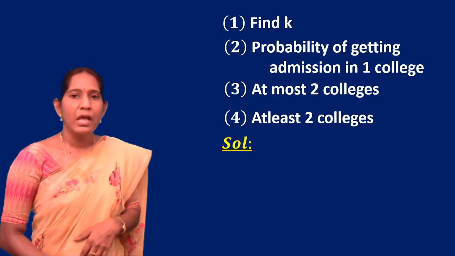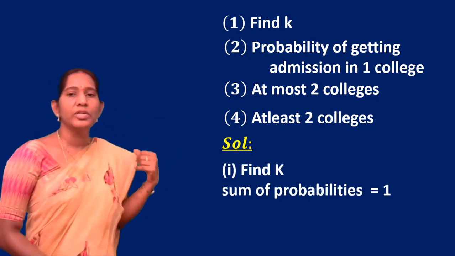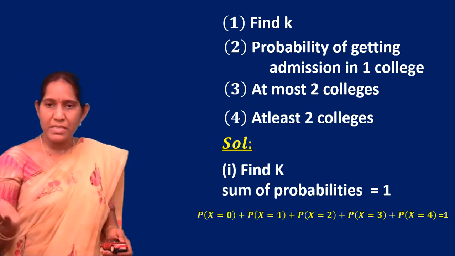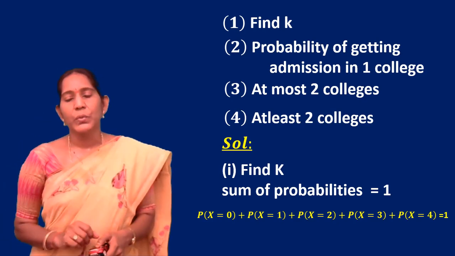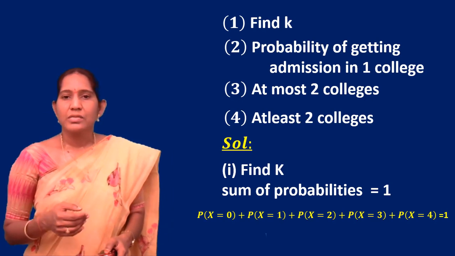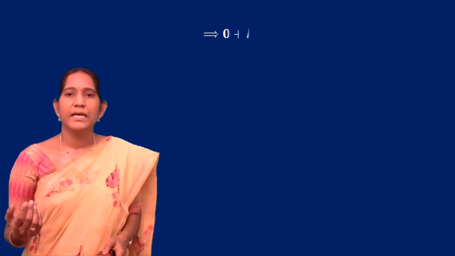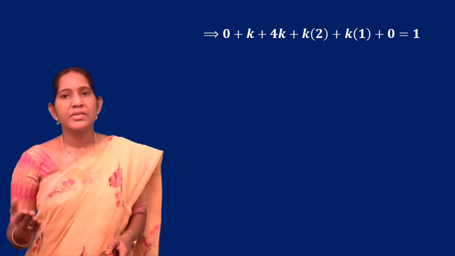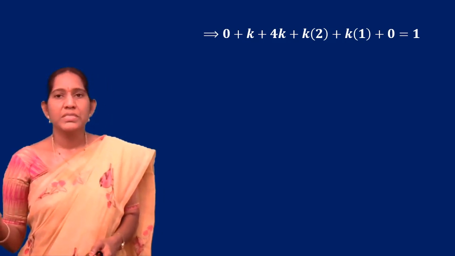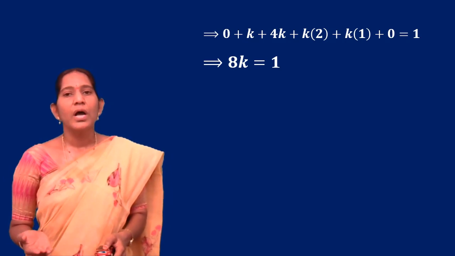So, see the solution. To find the value of k, we have the sum of probabilities is equal to 1. That is, p of x equal to 0 plus p of x equal to 1 plus p of x equal to 2 plus p of x equal to 3 plus p of x equal to 4 is equal to 1. Then that is 0 plus k plus 2k plus 2k plus k plus 0 is equal to 1. That implies 8k is equal to 1. Then k is equal to 1 by 8.